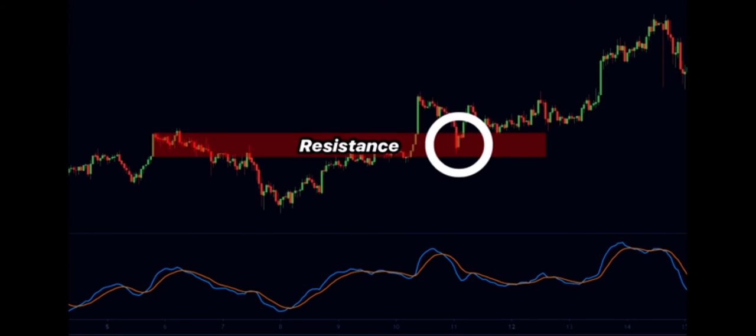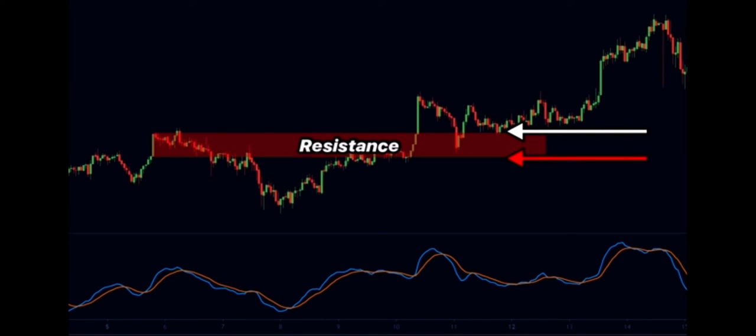So when the price touches this level from above, we wait for the MACD line to cross above the signal line. The crossover happens here. So we enter on this candle, and we keep our stop loss below the support level. We can keep our targets at 1.5:1 risk to reward ratio. And as you can see, we made good profits here.